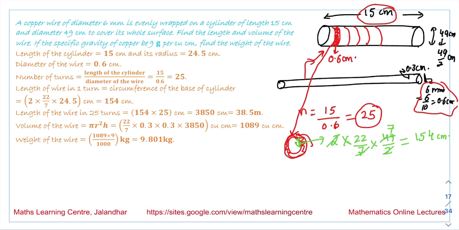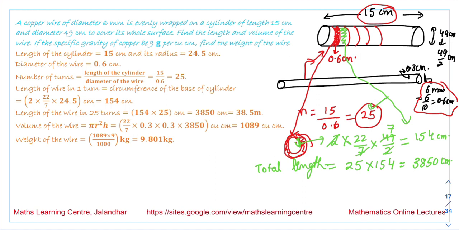So when we are talking about one turn over here, the length of the wire that is required is 154 centimeter. There are a total of 25 turns over here. So we are talking about the total length we have. The total length we have is 25 into 154, that is equal to 3850 centimeters. This is the total length of the wire that is required to wrap this cylinder.